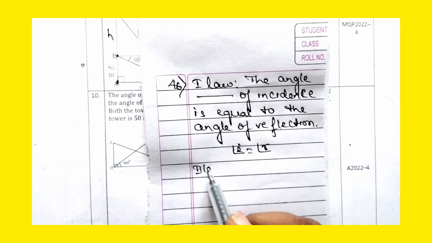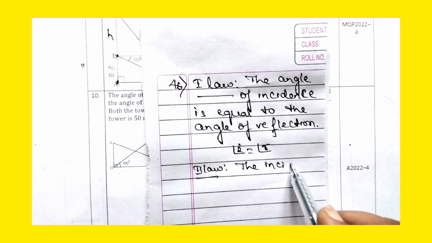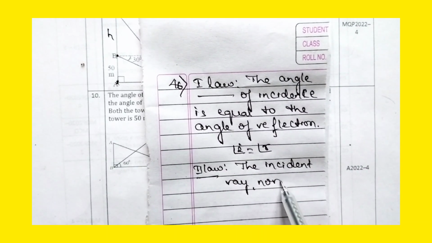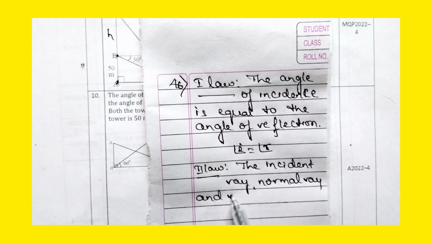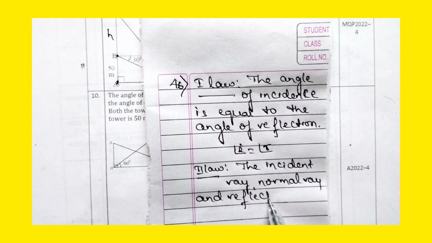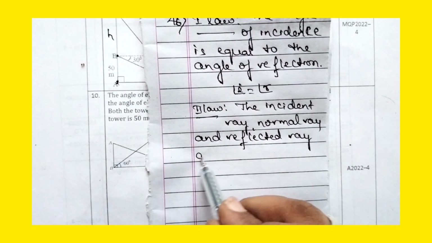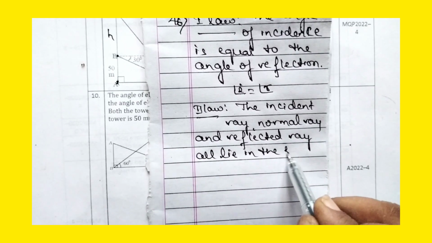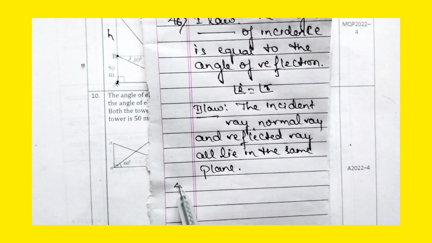Let us come to the second law. According to the second law of reflection, the incident ray, normal ray and reflected ray all lie in the same plane. So this is called the second law of reflection. Now let us move to the 47th question.